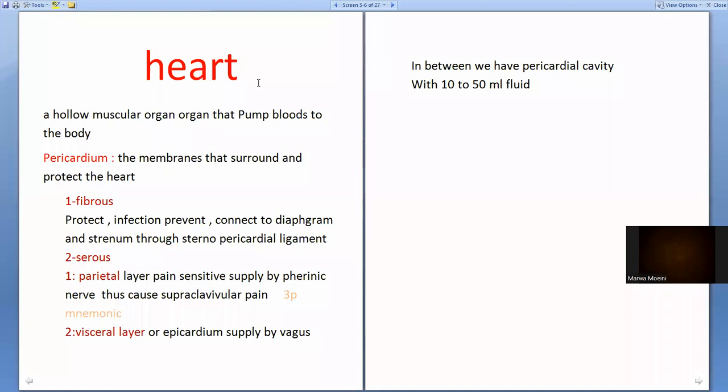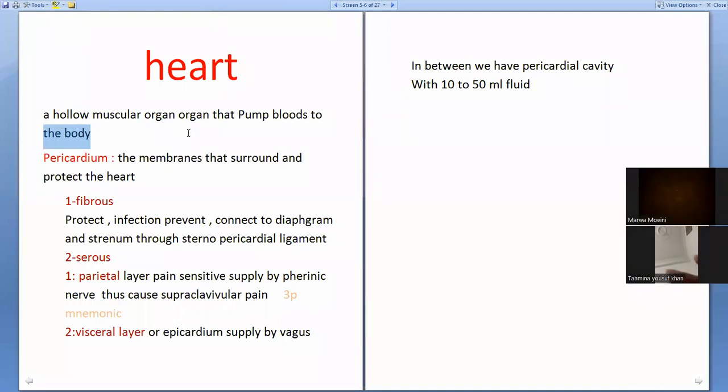Okay. So what is the heart? The question is, what is the heart? The heart is a hollow muscular organ. It is a muscular organ that pumps blood to the body. What is its function? It pumps the blood to the body, to all the organs, tissue, cells.